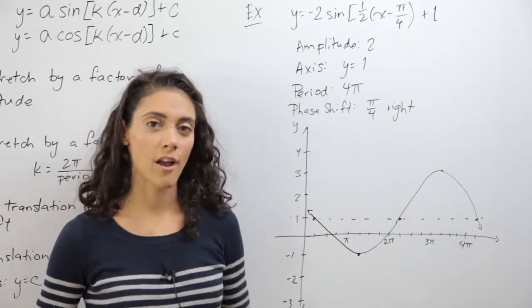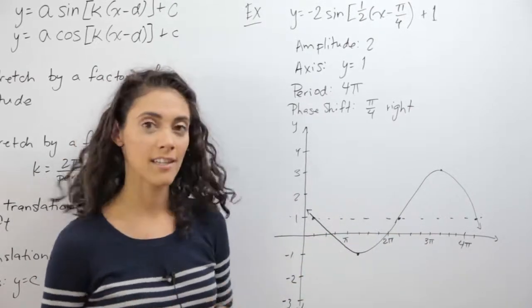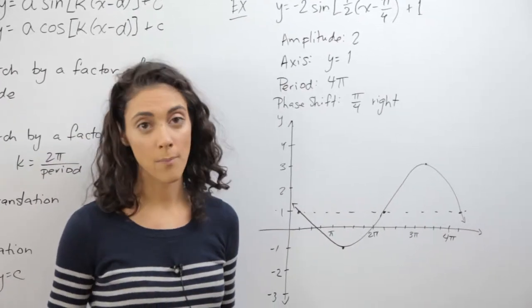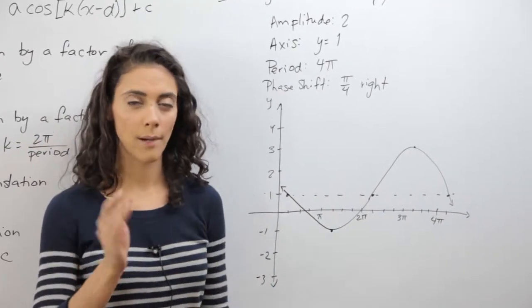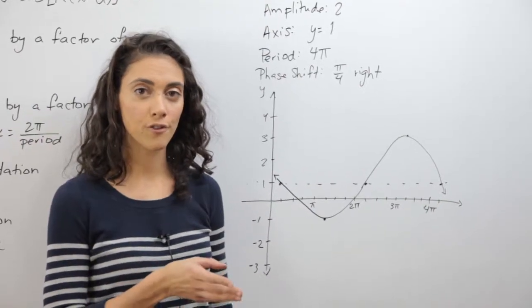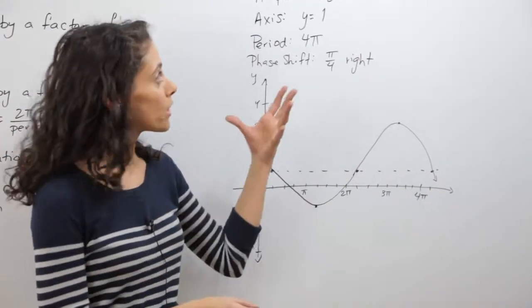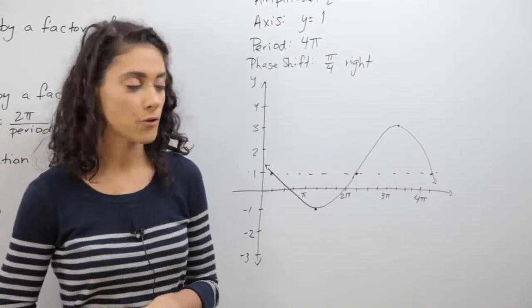To make a good sine graph or good cosine graph, you need 5 key points. You take the 5 key points from the base graphs, 0, pi over 2, pi, 3 pi over 2, 2 pi, and transform them to 5 new key points on the new graph.